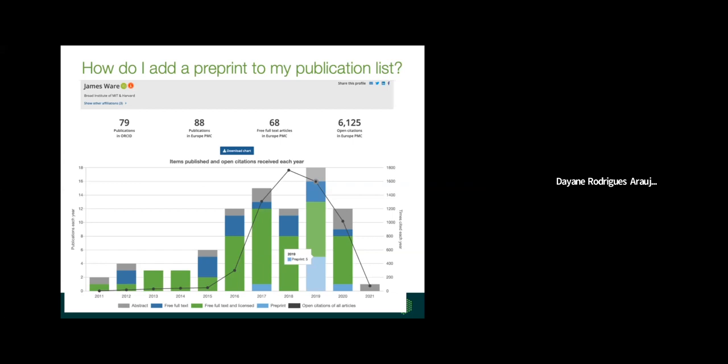So once the claim is processed, which can take up to a few minutes, your new publication will appear on your profile in Europe PMC. And if it is a preprint, it will appear in light blue, as you can see here.